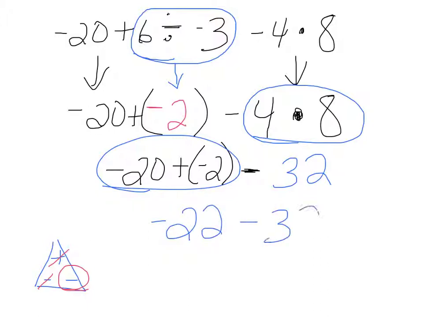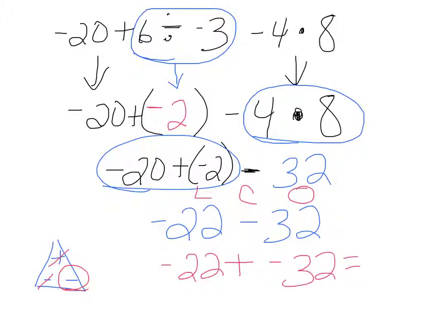If we follow our flip book rule, we have leave, change, opposite. So we'll end up with negative 22 plus, because that changes to the addition, and we want to add the opposite of 32, which would be our negative 32. Same signs, we're going to add and keep the sign. So 32 plus 22 is negative 54.